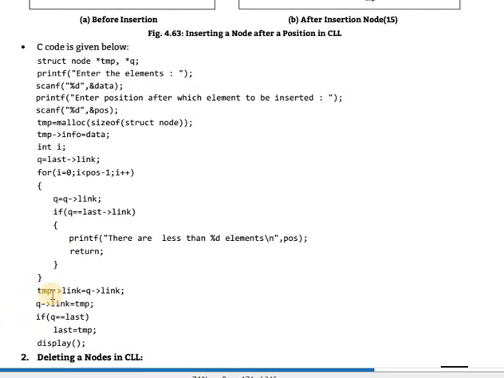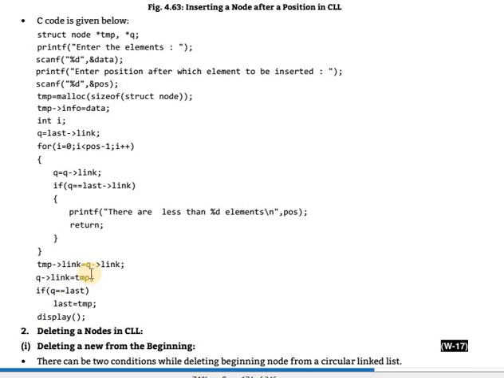After that, Q of link, the next element, is assigned to temp's link, and temp is assigned to Q of link, so they are connected with each other. And if Q is equal to last, for example if Q is the last, then temp is assigned to last and the display function will be called.